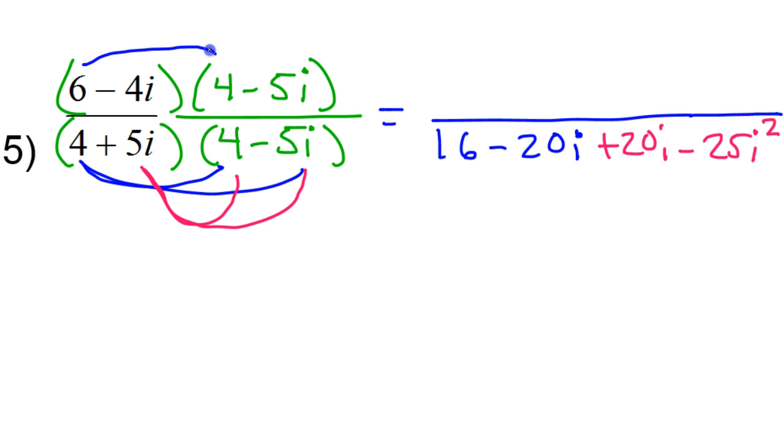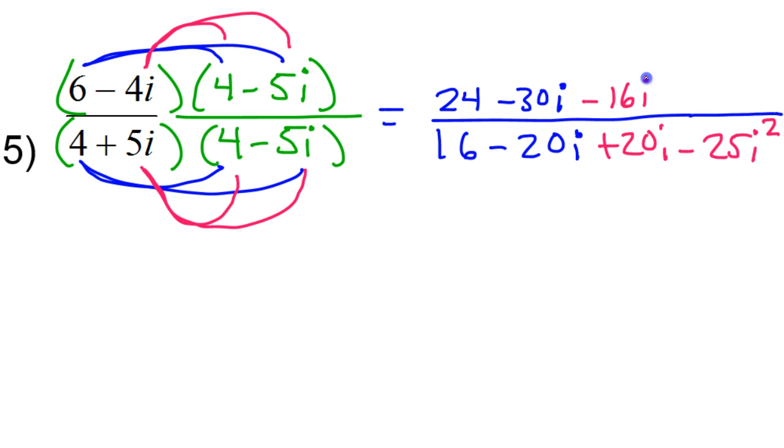All right, now I will distribute the 6. So 6 times 4 is 24. 6 times negative 5i is negative 30i. Okay, so now I will distribute the negative 4i. So negative 4i times 4 is negative 16i. And negative 4i times negative 5i is positive 20i squared.